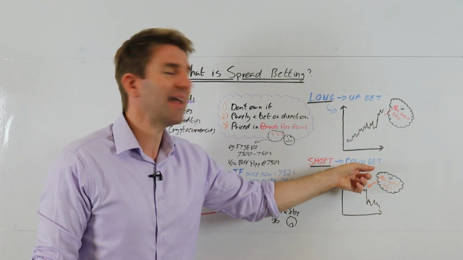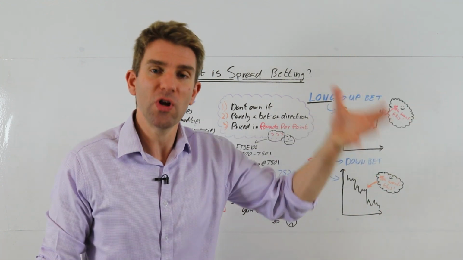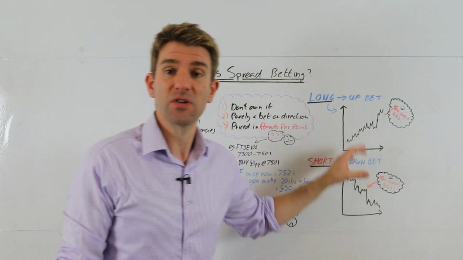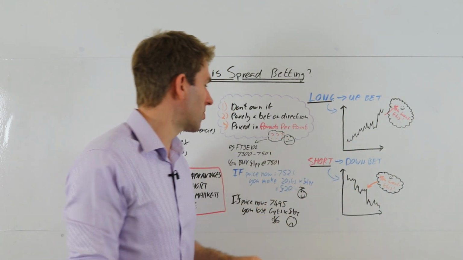And short is a down bet. In other words, you sold and you want the market to go lower. So you want the price to go lower and lower and lower. You want the price to be lower than what you sold it at.